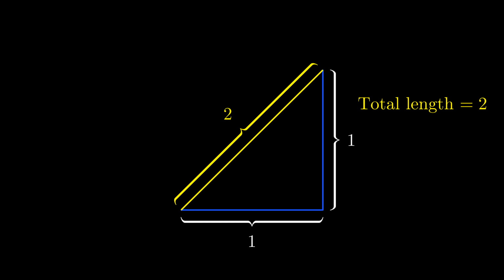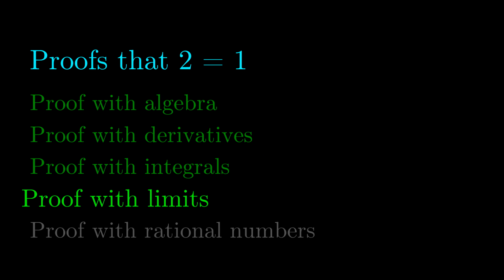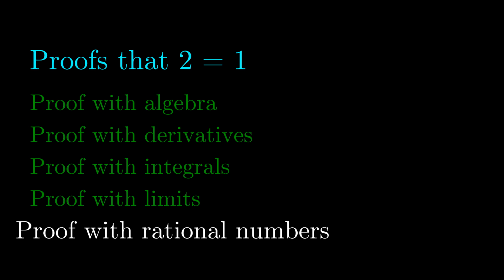Now, you may think that this step is invalid, but notice that this is just like an integral. If we couldn't do this, we shouldn't be able to integrate either. We saw earlier that this length is the square root of 2, so we now have 2 equals the square root of 2. If we take this equation, square both sides, then divide by 2, we once again see that 2 equals 1. This completes the proof with limits. We will now look at the proof with rational numbers.